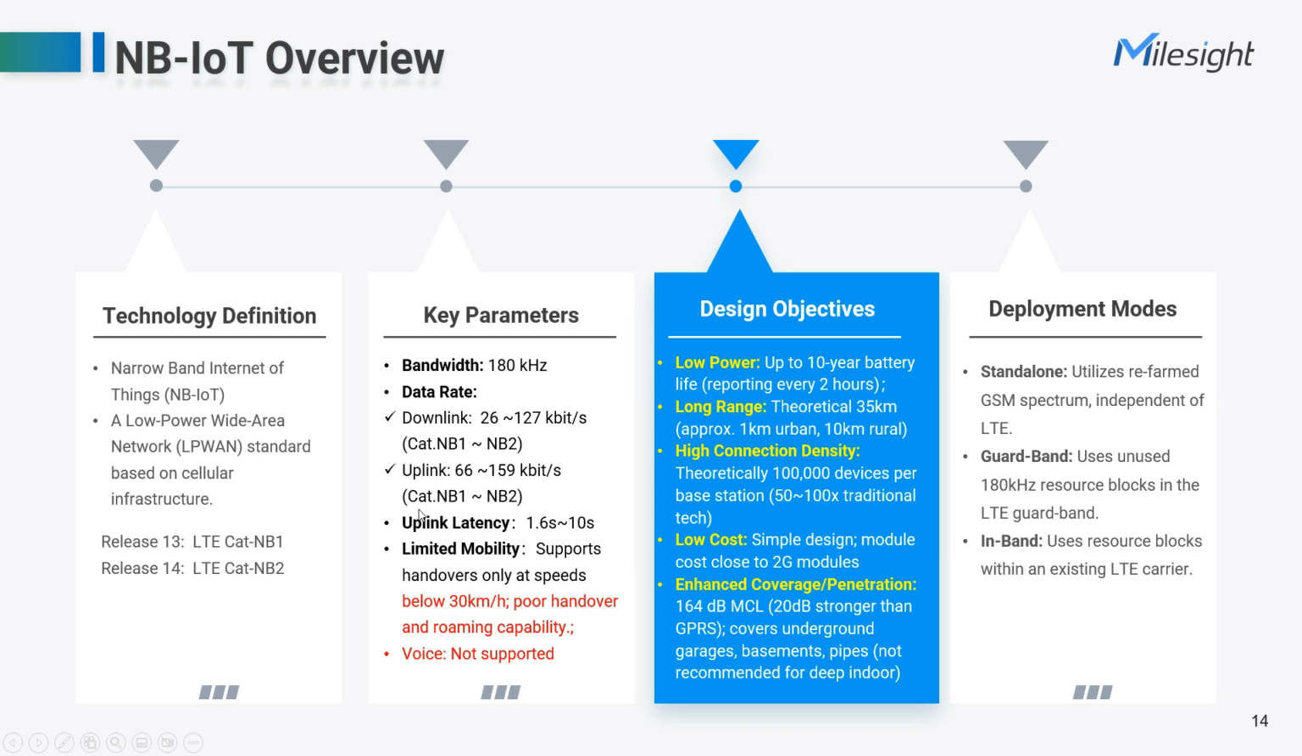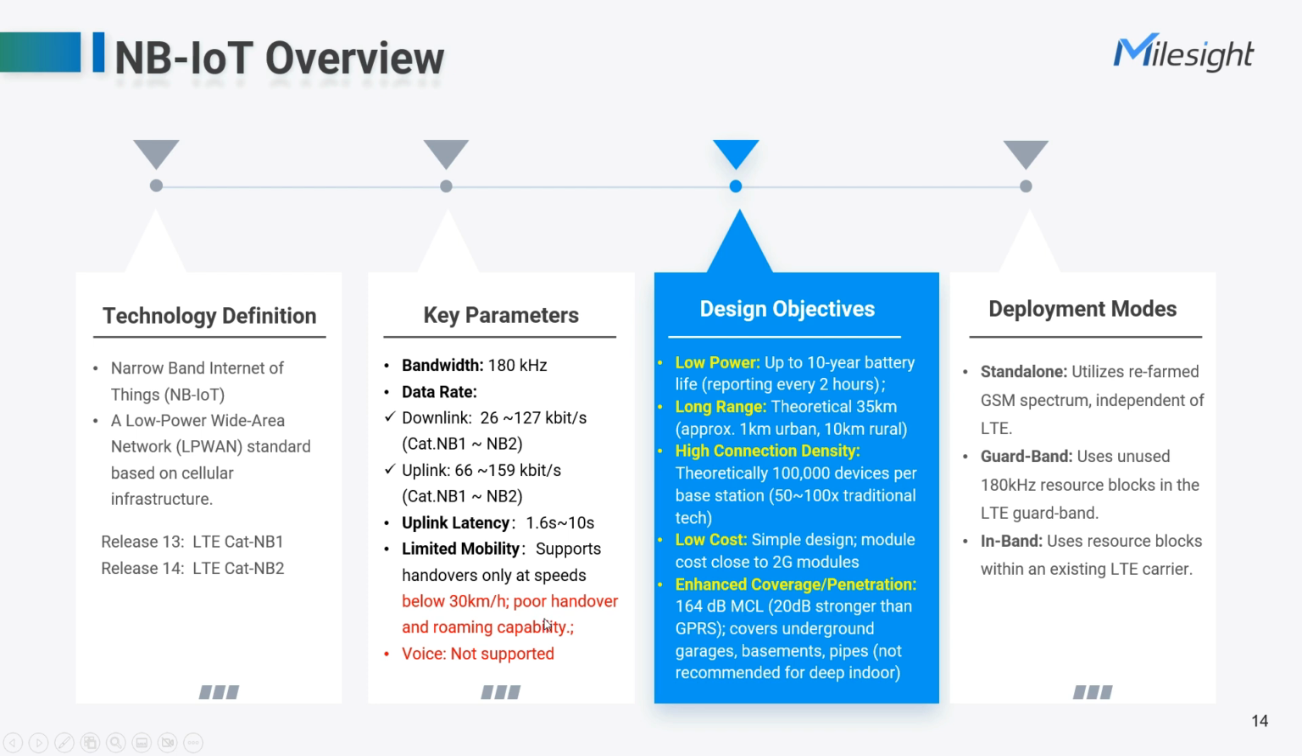Here are a couple of crucial things to remember about NB. It has very limited mobility and no voice support. It only supports handovers between cell towers if the device is moving under 30 kilometers per hour, and its roaming capability is pretty poor.